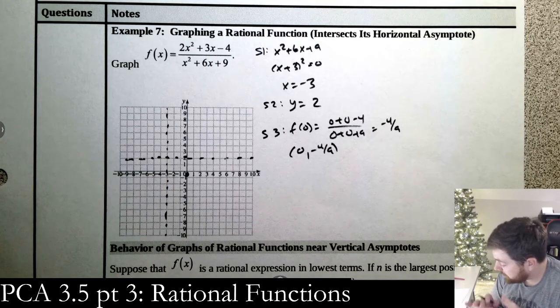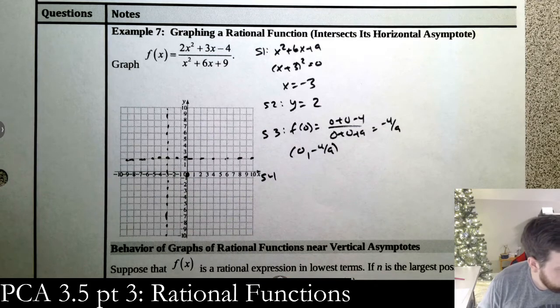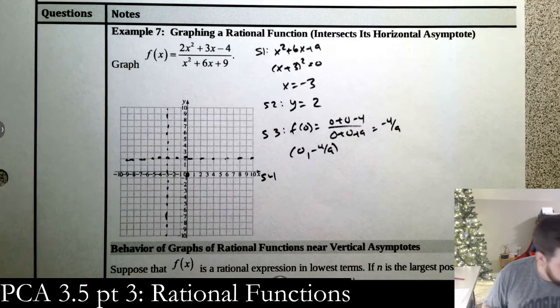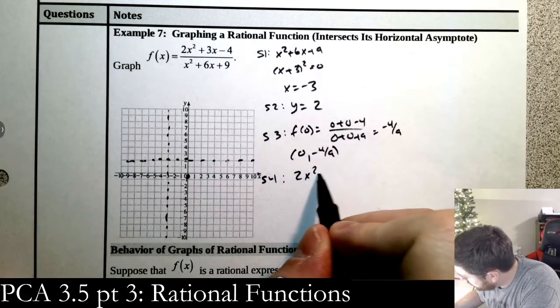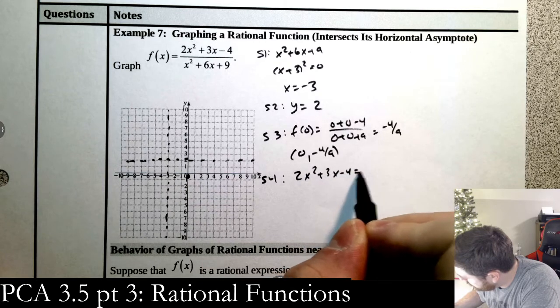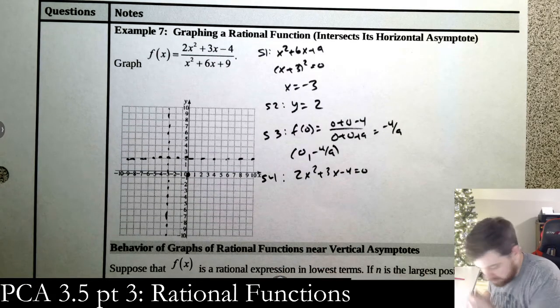Now, we have to do a little bit more work, right? So step 4, again, let's go back and talk about the steps that we have here. Step 4 was to plot the x-intercepts, okay? So we take the top and set it equal to 0. So we have 2x squared plus 3x minus 4 equals 0. What does that result in? So what do we want to do?